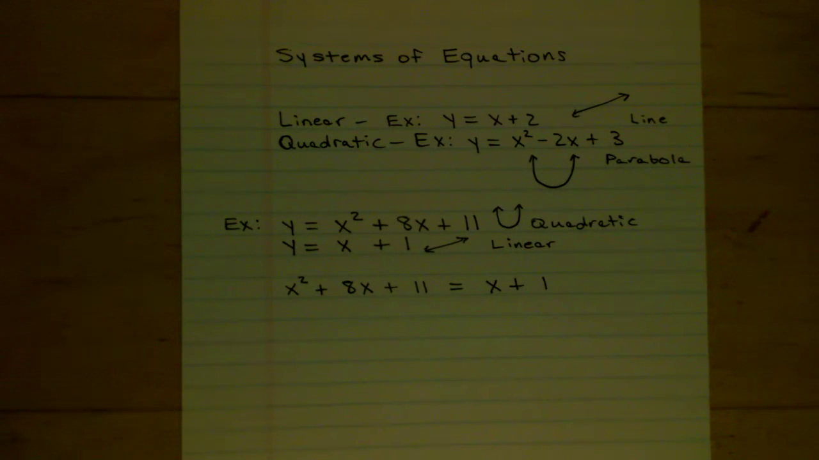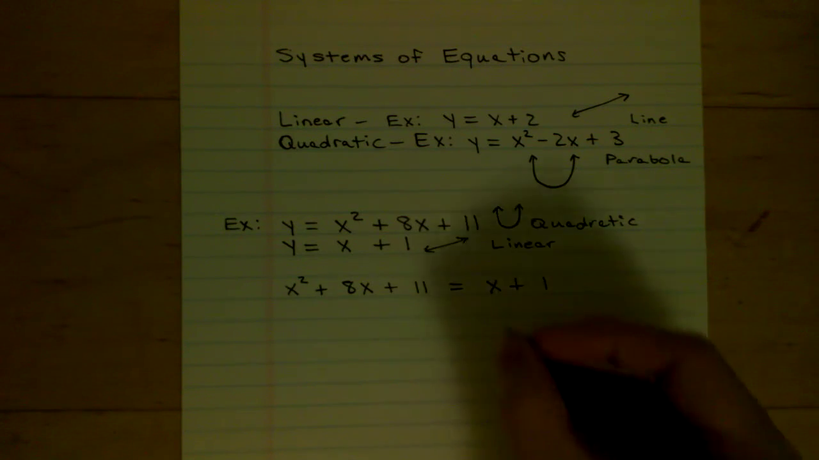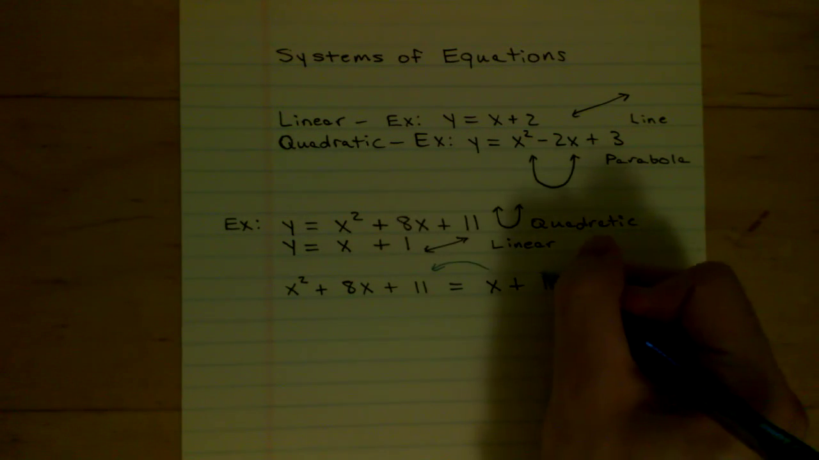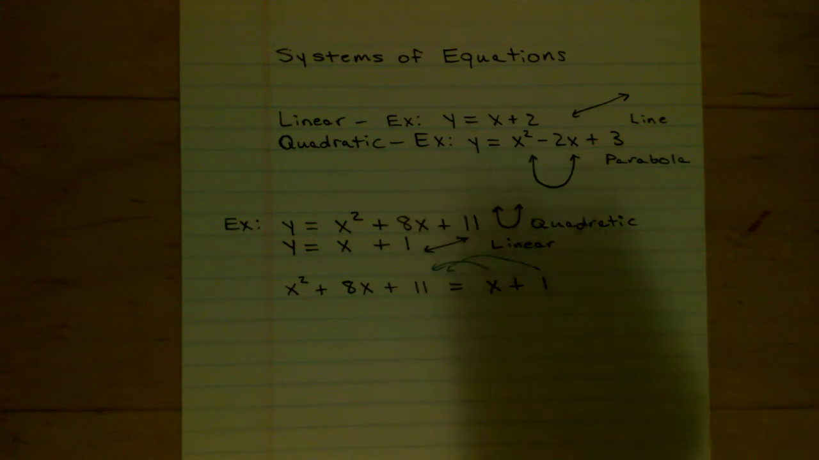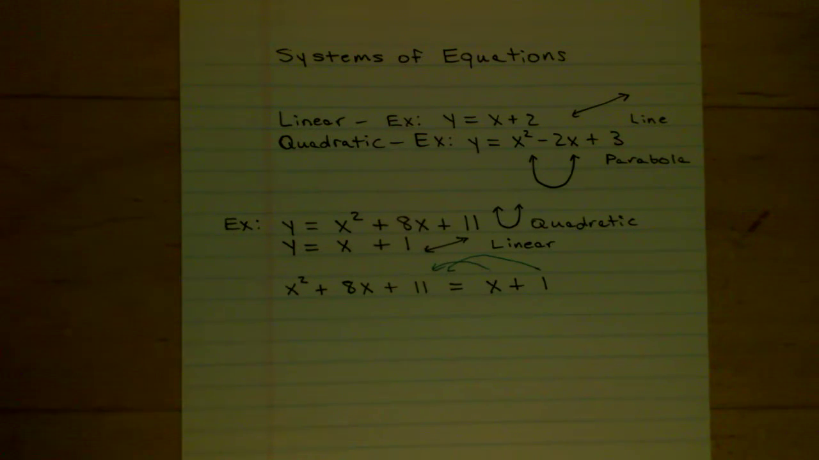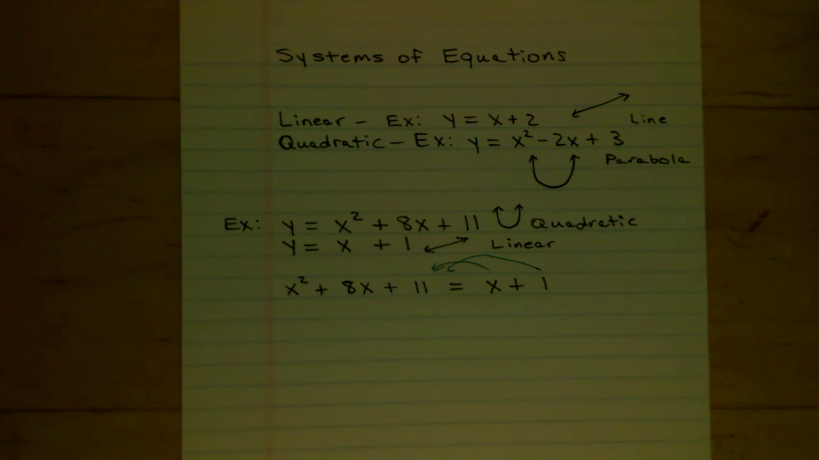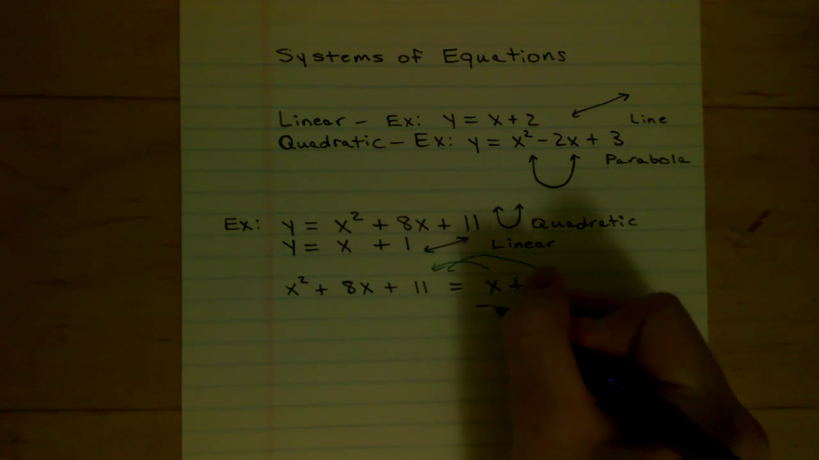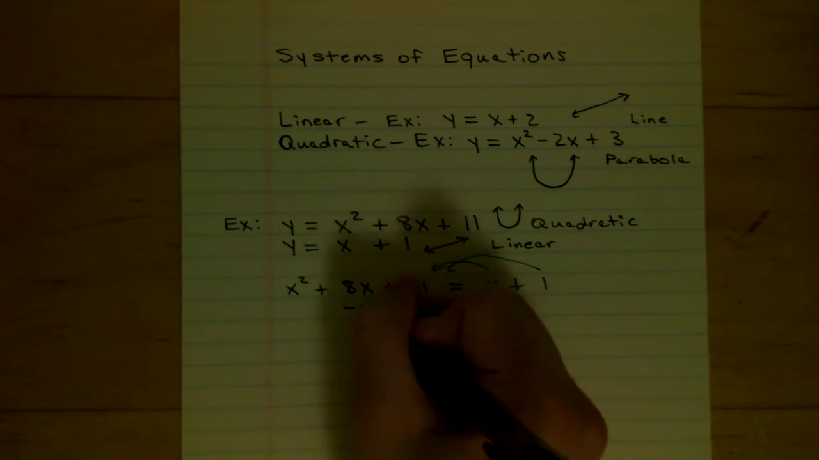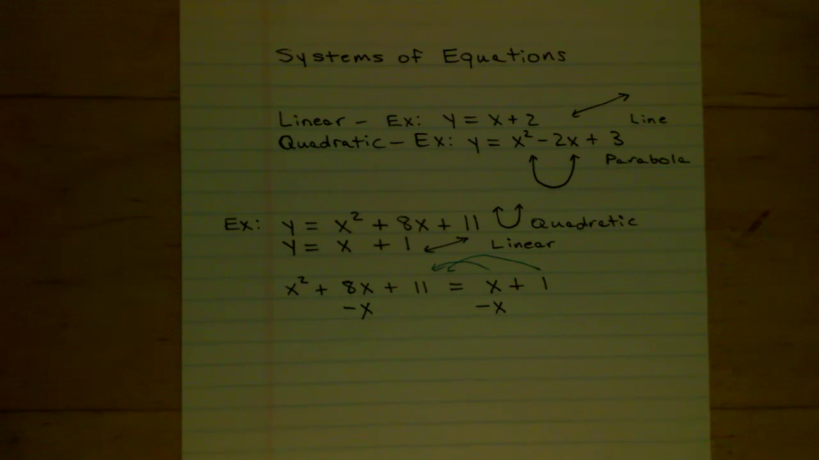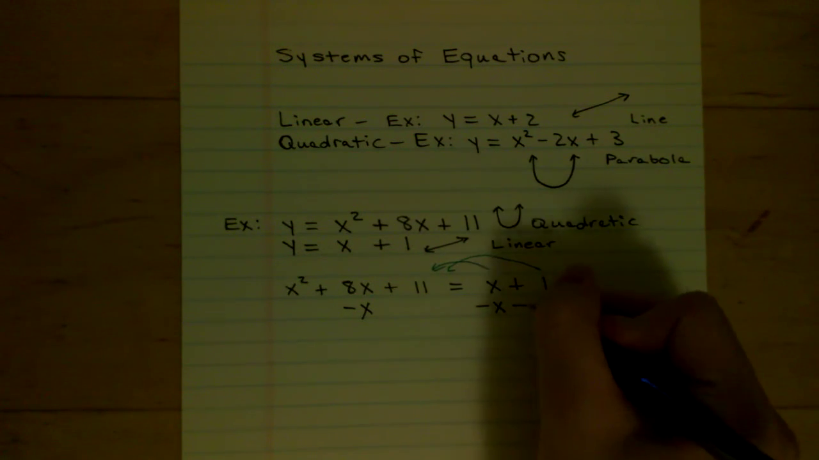Alright, so now I've got the quadratic part on the left side, I've got the linear part on the right side, and now what I want to do is get everything to the left side. So I'm trying to get the x over to this side, and I'm trying to get the 1 over to this side. What that's going to do is make the right side into 0 or nothing, right? Since nothing is going to be left on the other side. So to get rid of the positive x, I'm going to subtract it from both sides. And the positive 1, I'm going to also subtract that from both sides.